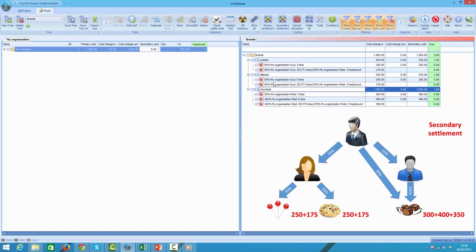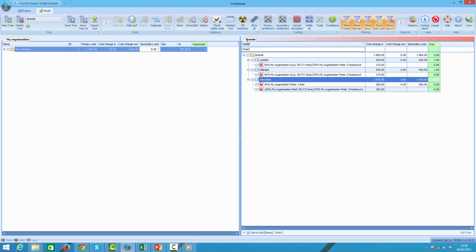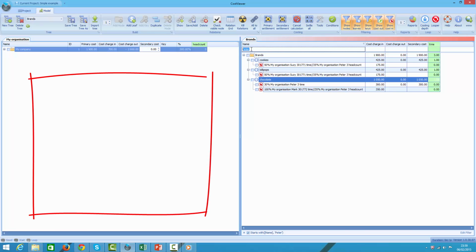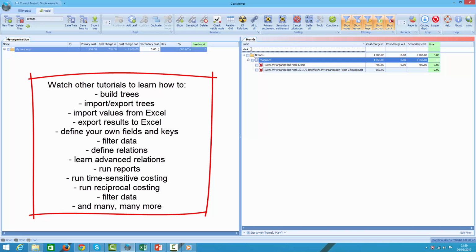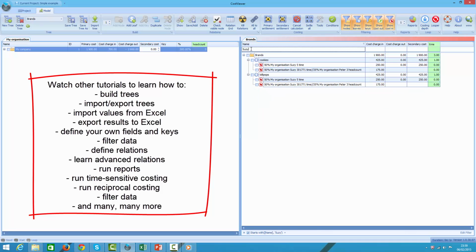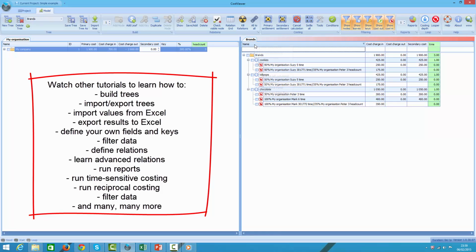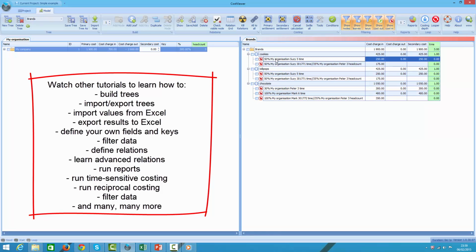In this simple example, we have demonstrated how to calculate brands' cost and their cost components without writing one single formula. Of course, you can achieve much more with CostViewer, and there are several other features the software offers. These are covered in other tutorials.